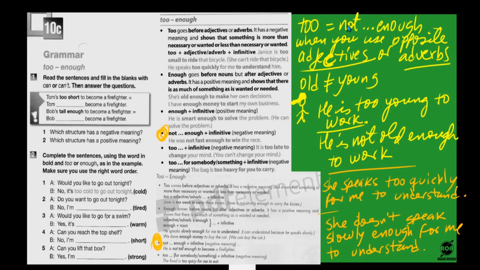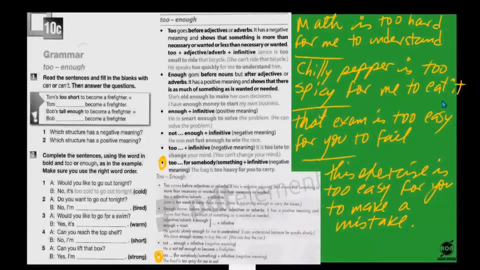Now, what's the similarity between too and enough? Well, when you have too, it's equal to not enough. Enough in negative. When is this? When you use the opposite adjectives or opposite adverbs. For instance, old is the opposite of young. So you could say he is too young to work, which is equivalent to say he is not old enough to work. The same happens in here with adverbs. She speaks too quickly for me to understand. She doesn't speak slowly enough for me to understand. Okay, so I'm using these two in here.